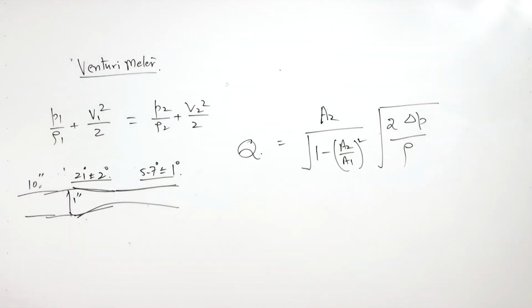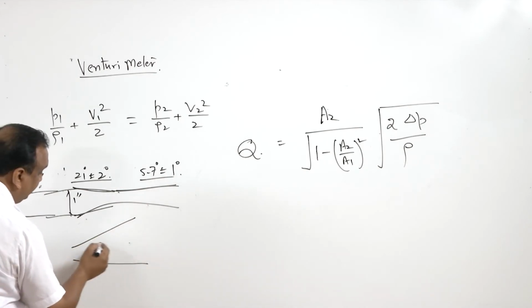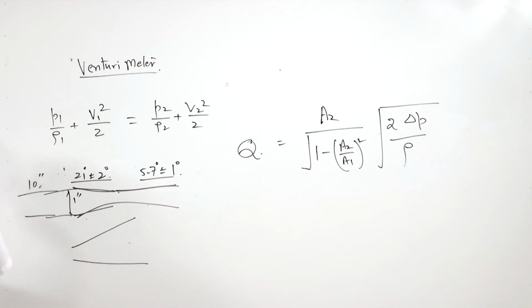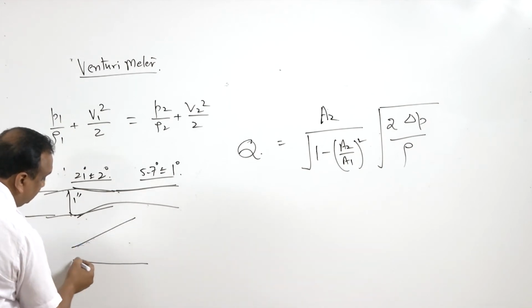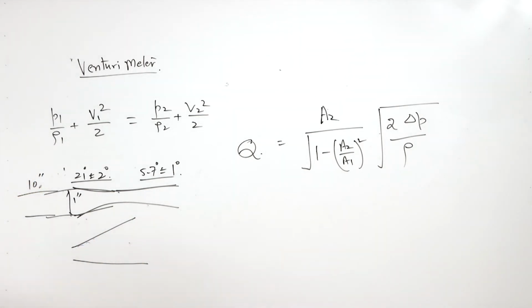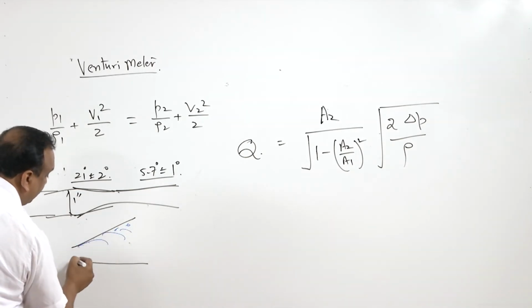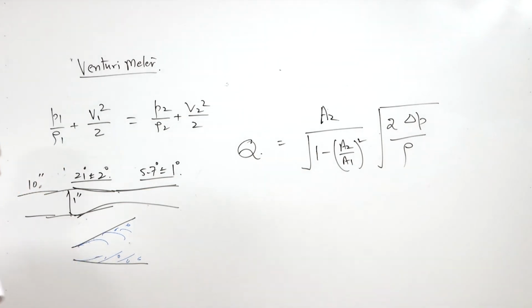Now why is the diverging angle less than the converging angle? Because in the diverging section there is a tendency of the fluid boundary layer to get separated from the surface of the passage. If so happens, there are going to be pressure losses here, which are not accepted. So that is why in most nozzles, the length of the converging passage is much less than the length of the diverging passage.